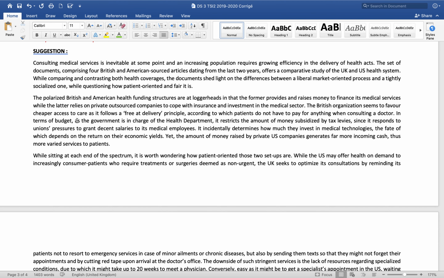In terms of budget, as the government is in charge of the health department, it restricts the amount of money subsidized by tax levies, since it responds to unions' pressure to grant decent salaries to its medical employees. So I'm explaining that the government is restricting the money to the system, or at least it's optimizing the way it uses money in order to pay decently its medical employees. It incidentally determines how much they invest in medical technologies, the fate of which depends on the return on their economic yields. This is what we explained here.